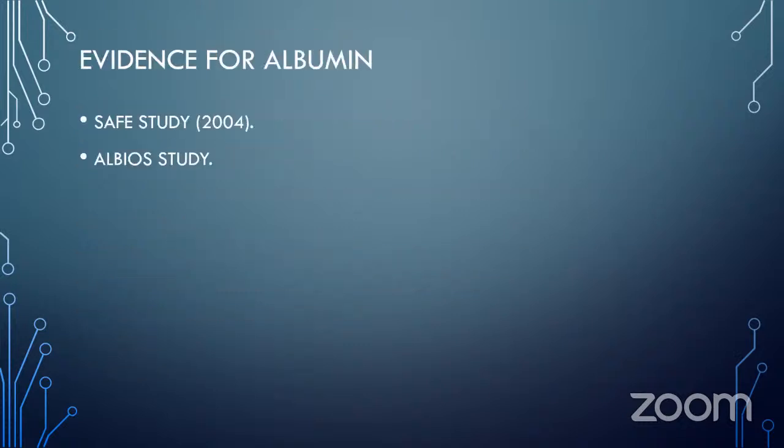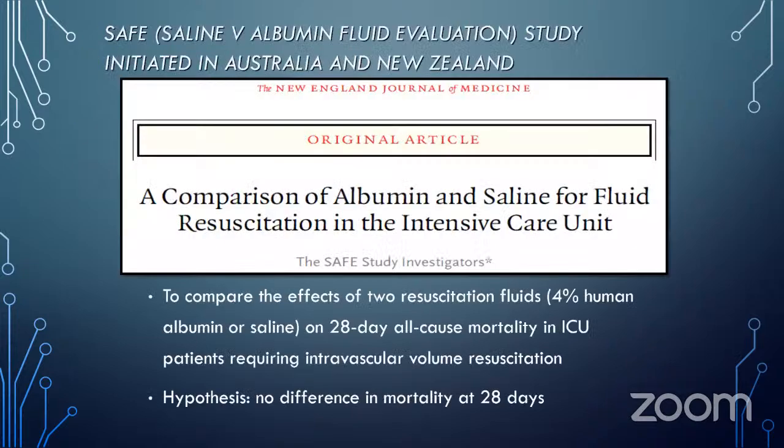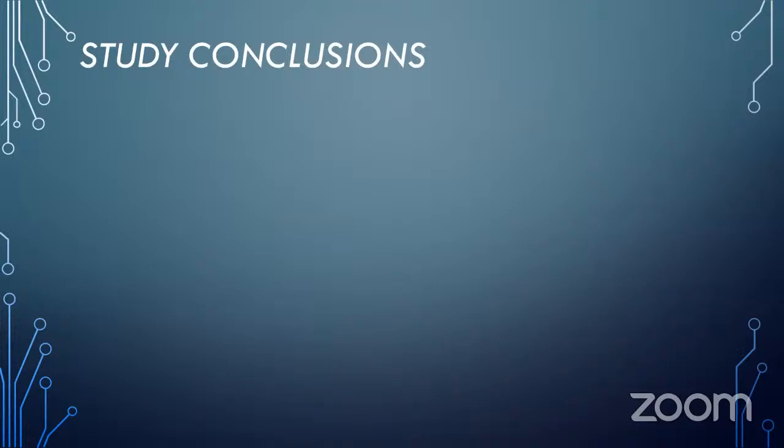So what is the evidence for albumin in comparison with your crystalloids? There's a famous study, the SAFE study, published in 2004 in NEJM, and the ALBIOS study. The SAFE study is a comparison of albumin and saline for fluid resuscitation in the intensive care unit, to compare the effects of two resuscitation fluids: 4% human albumin or saline, on 28-day all-cause mortality in ICU patients requiring intravascular volume resuscitation. The hypothesis they put forward is that there is no difference in mortality at 28 days.